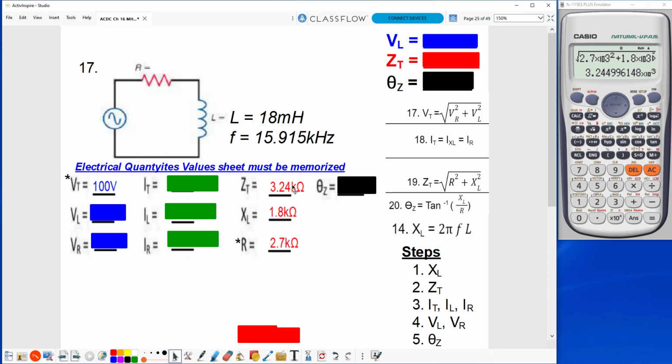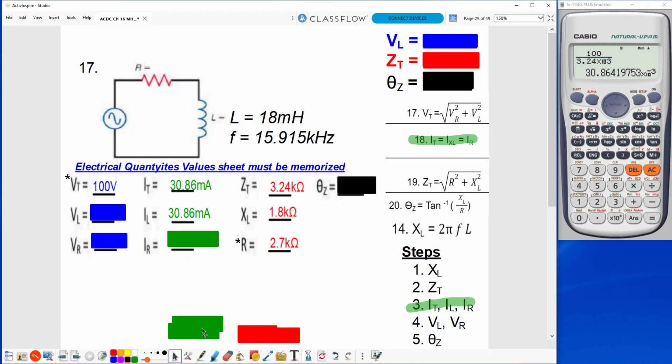Now that I have ZT, I had VT, I can use Ohm's law to find IT. IT would be equal to VT divided by ZT. So 100 volts divided by 3.24 times 10 to the third. Hit equals, hit engineering, and that would be 30.86 milliamps. As you see here on my third step, I can go ahead and fill in all my current. Formula 18 shows me that all the current stays the same in a series circuit.